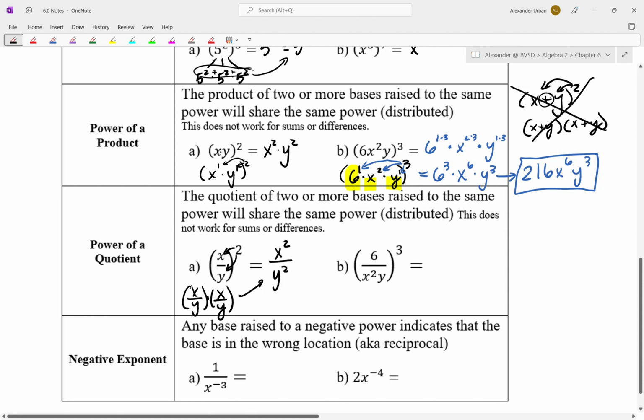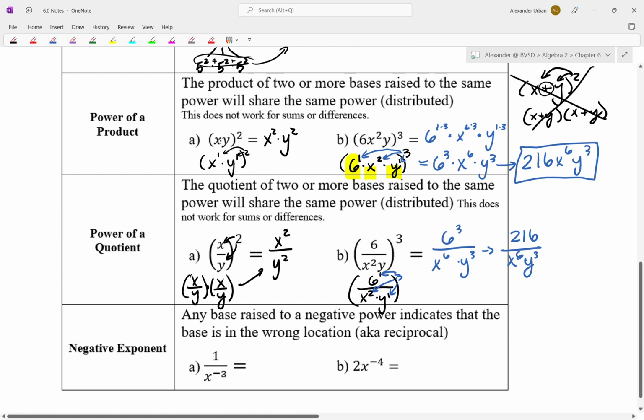We're going to apply the same principle here. We have 6 to the first power over x to the second power times y to the first power. And this is all being raised to the third power. Each one of these different bases will get the third power. So this should be 6 to the third over x to the 6th times y to the 3rd. And we'll get a final simplified version of 216 x to the 6th, y to the 3rd.